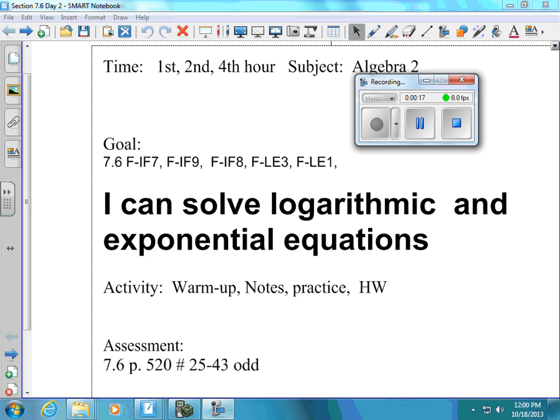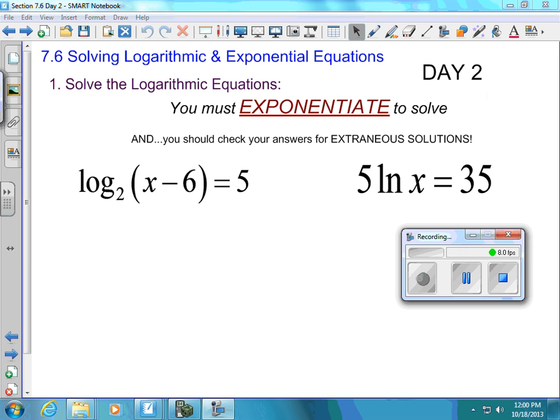We're going to continue with 7.6. I can solve logarithmic and exponential equations. That is the target for today. Have that written down at the beginning of your notes, please. Okay, solving more logarithmic equations, you must exponentiate both sides to solve. And you need to check your answers for extraneous solutions.